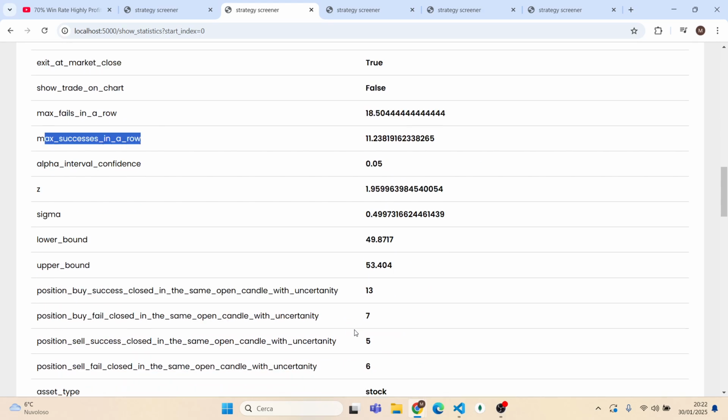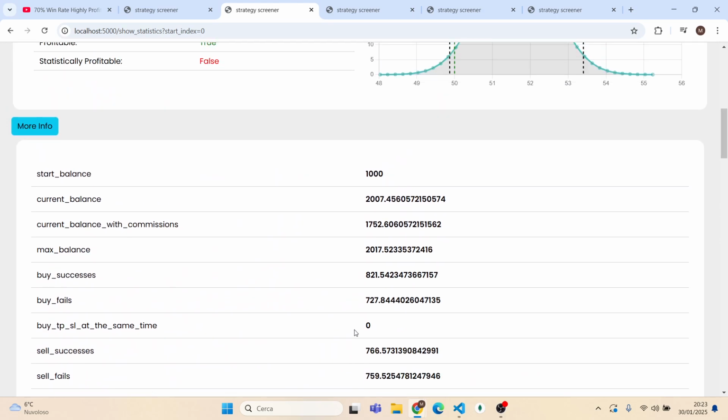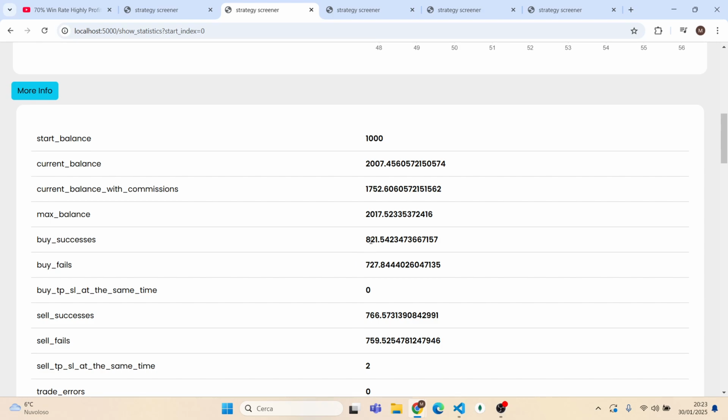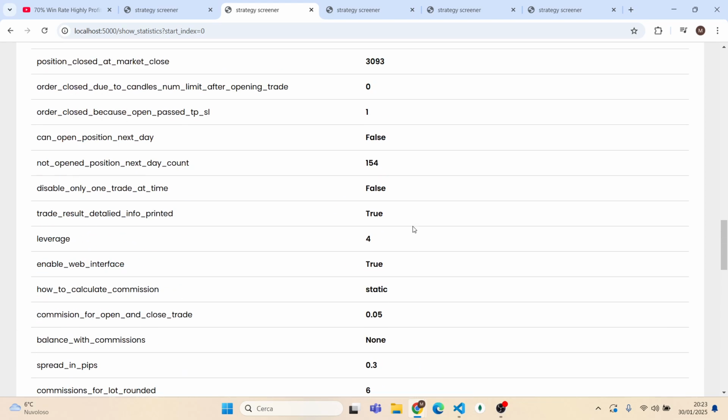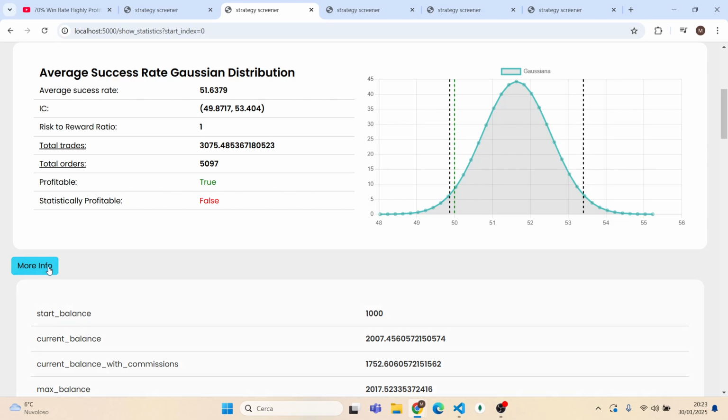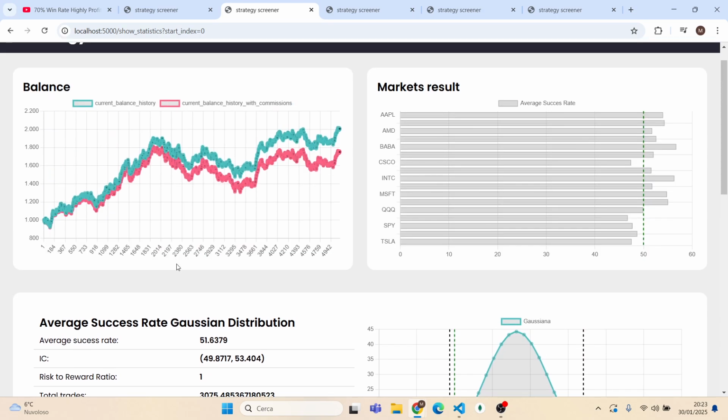Okay, then we can see other information. For example, the number of buys and sells is almost similar, and the number of buys is almost equal to the number of sells. So we have some good results and some results are not. So we can surely make some improvements.